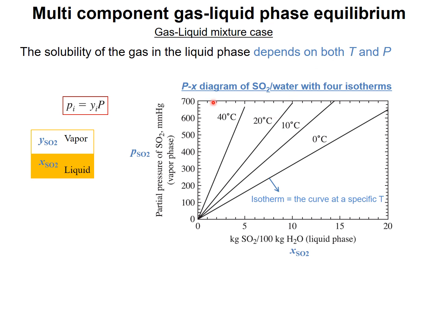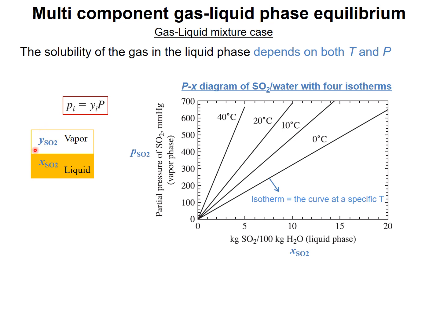So here is the pressure-composition diagram of SO2 gas in water with 4 isotherms. The x-axis is the composition of SO2 in the liquid phase, and the y-axis is the partial pressure of SO2 in the vapor phase. So let me think about this situation.